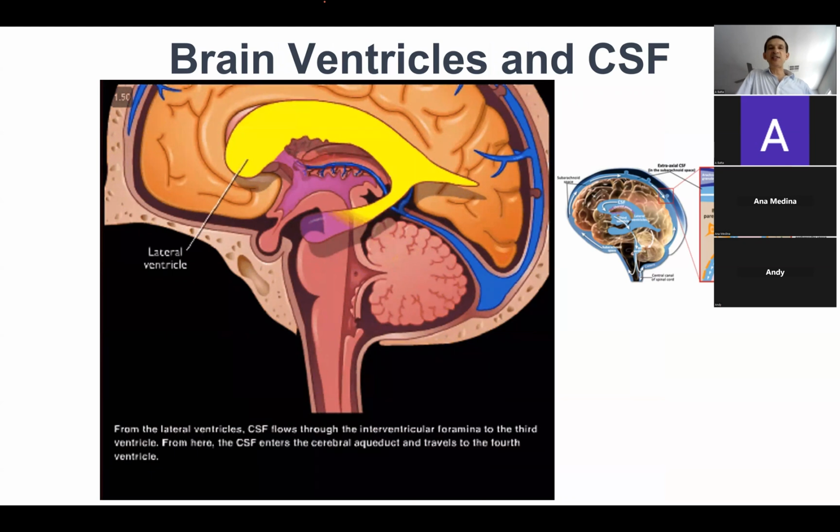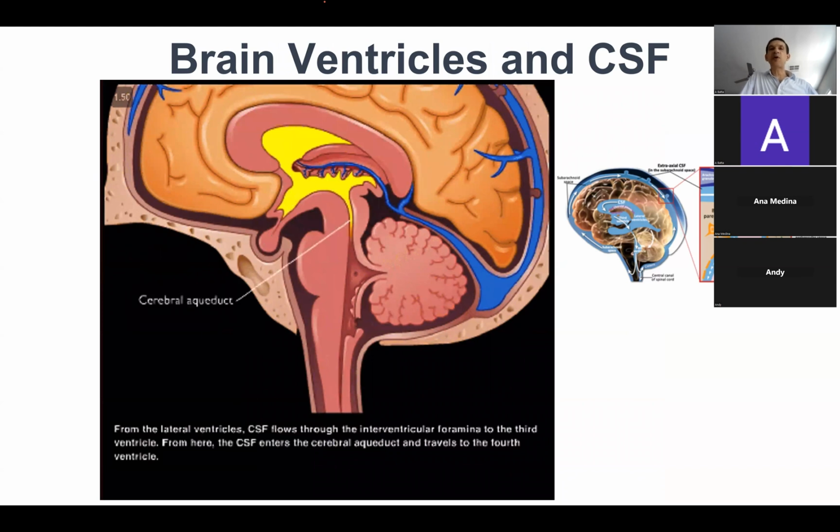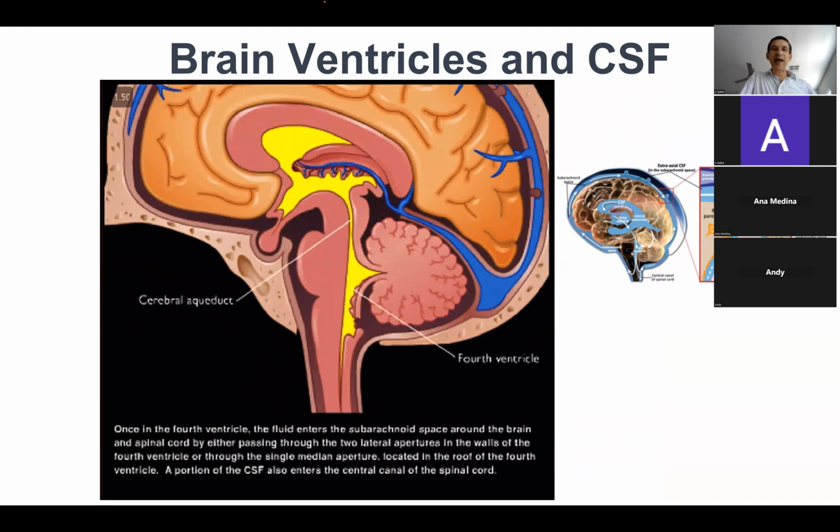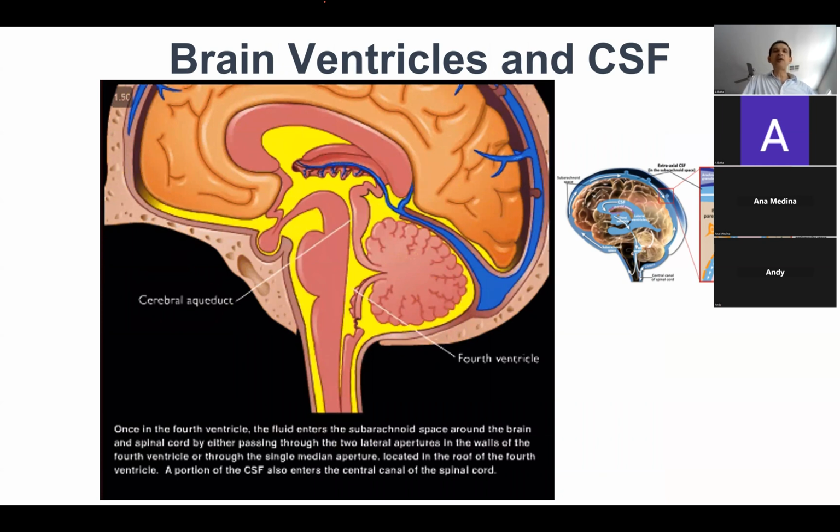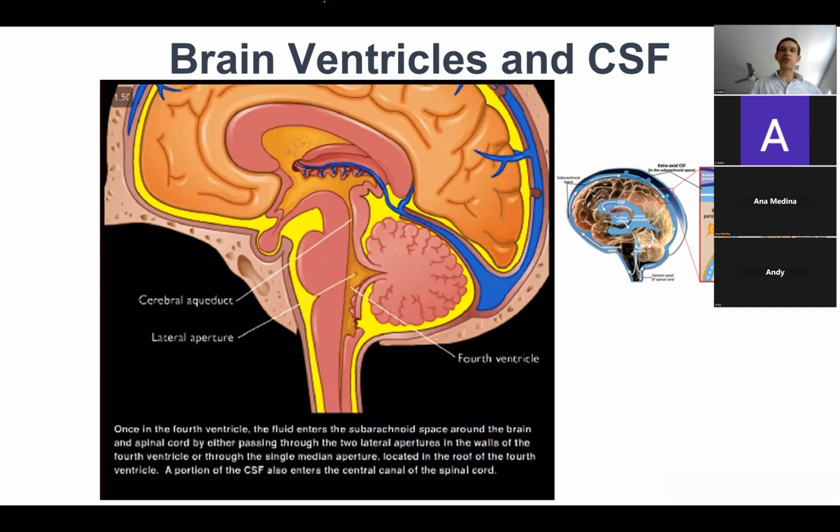Here we have CSF being made in the lateral ventricles. Now it's going to enter the interventricular foramen, the third ventricle, from where it goes via the cerebral aqueduct into the fourth ventricle. Now it spills out via the median and the lateral foramen into the subarachnoid space.